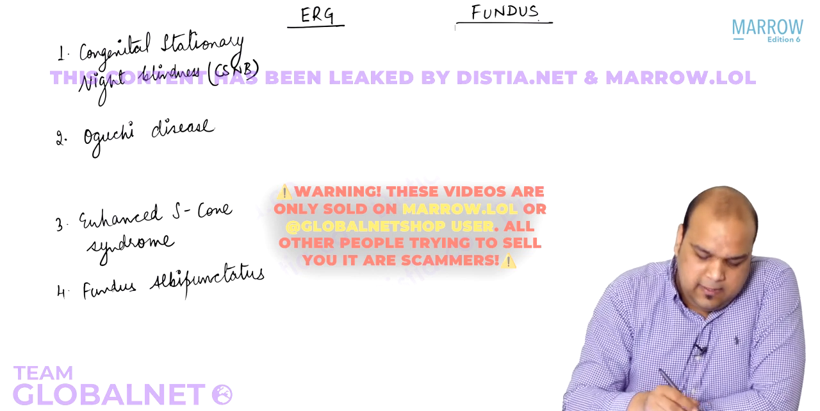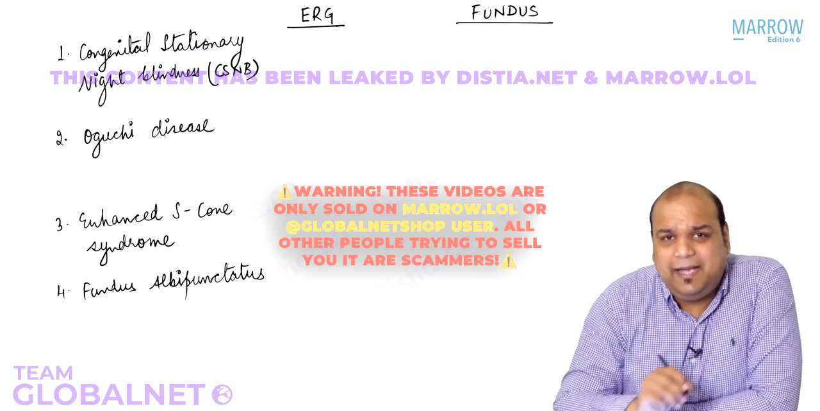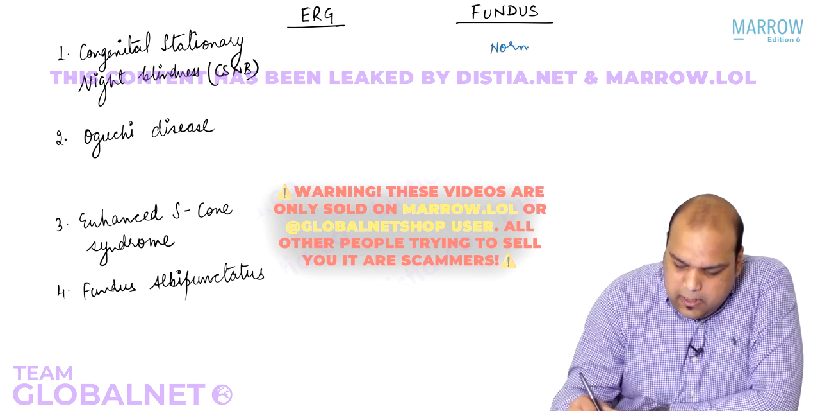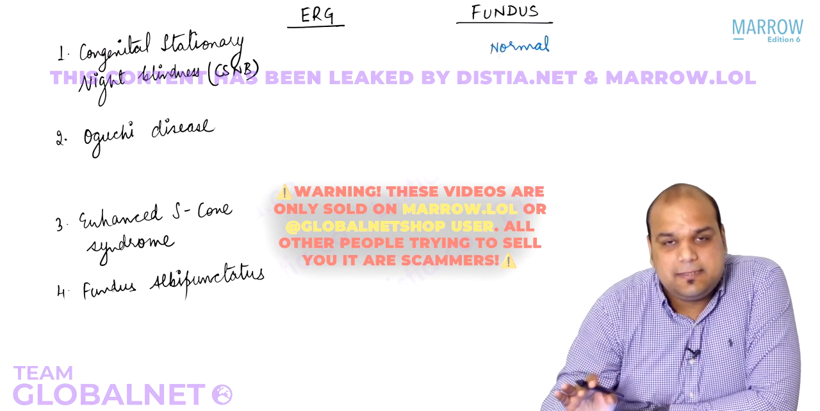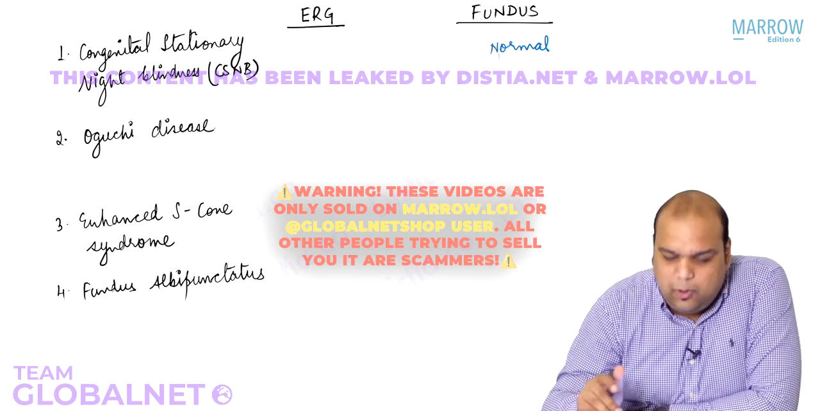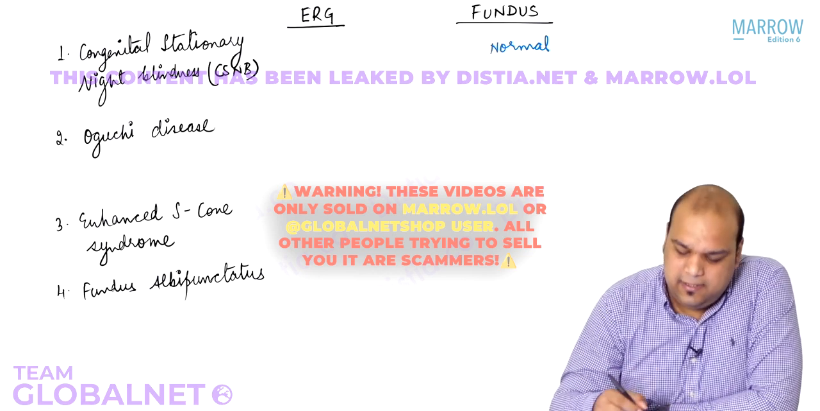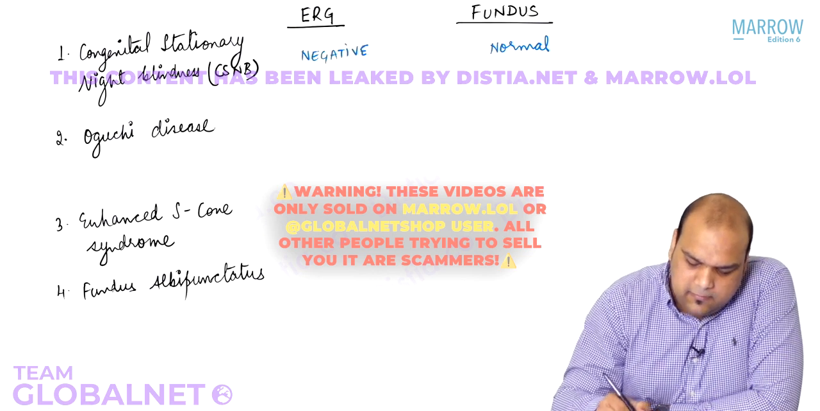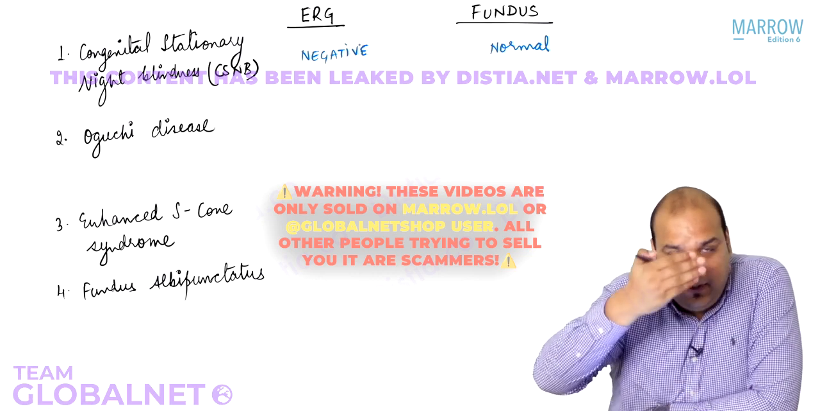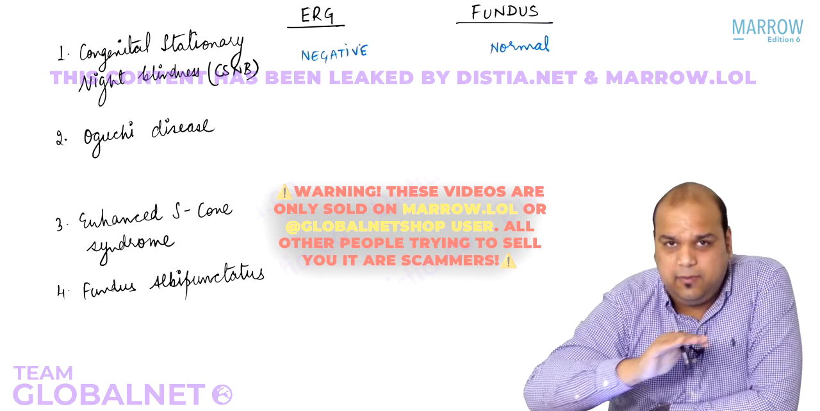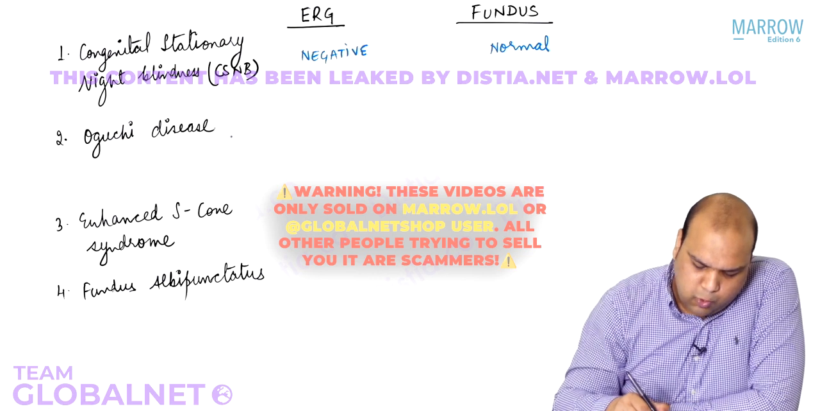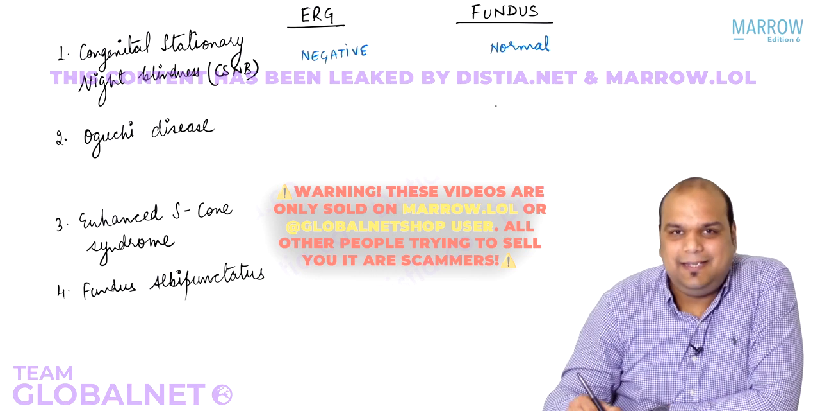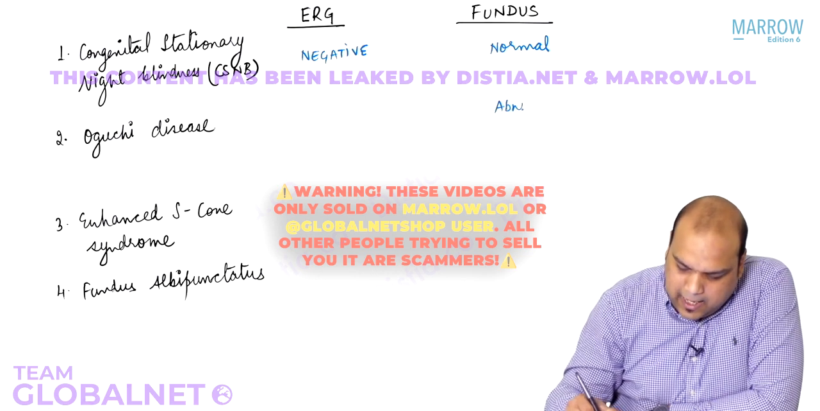Okay, everybody? So congenital stationary night blindness. This is the only disease which has an absolutely normal appearing fundus. But on recording of ERG, we get a negative ERG. Only negative waves below the baseline. There is no positive wave. Then let's move on to Oguchi, enhanced S-cone syndrome and fundus albipunctatus. In all 3, the fundus is found to be abnormal.